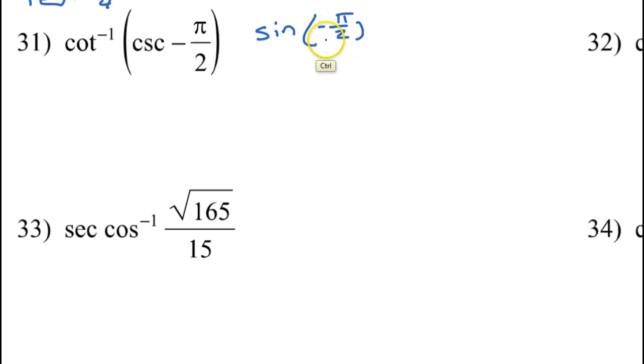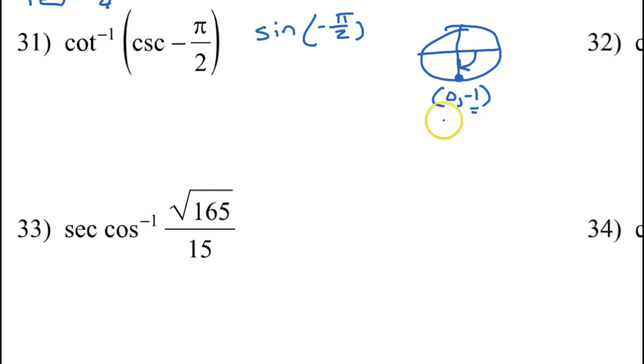Okay, well, this is a quadrantal angle. All right, so the sine of negative pi over 2, okay, negative pi over 2 means we're going clockwise. So this is negative pi over 2 right here. The coordinates of this point are 0, comma, negative 1. Sine is the y value. Okay, so the sine of negative pi over 2 is negative 1.